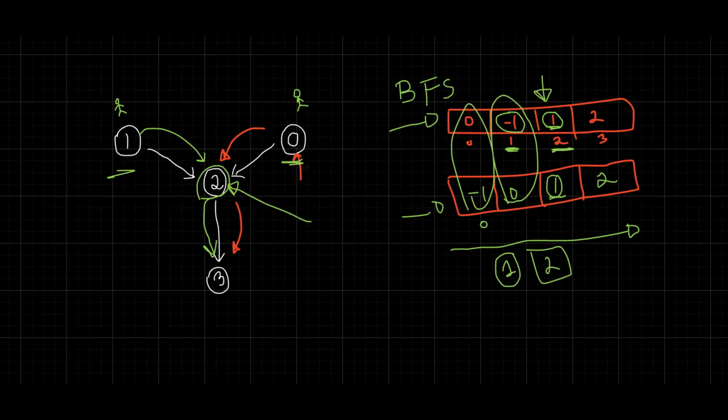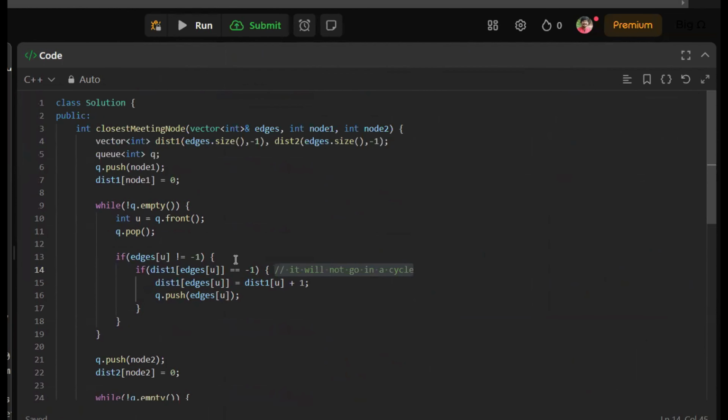I hope you understood the algorithm. Now let's move on to the code. In this problem, the code is pretty simple. At first, we are given a function named edge, which is the connections, and 2 starting points, node 1 and node 2. Now, we are declaring a distance 1 and distance 2 array with all of them equal to minus 1.